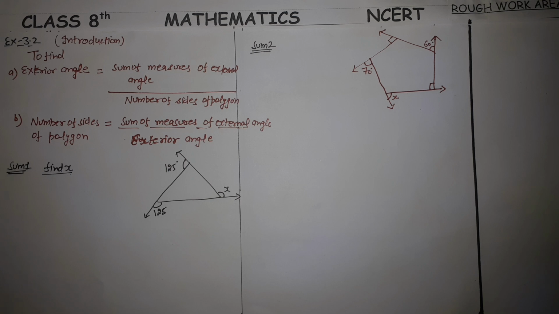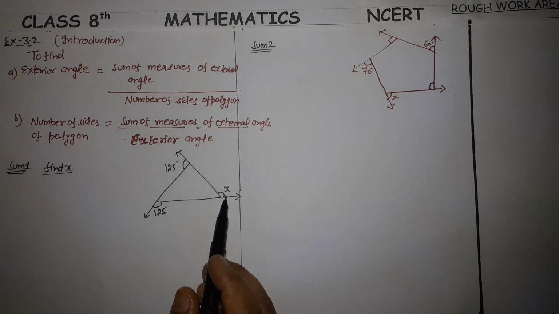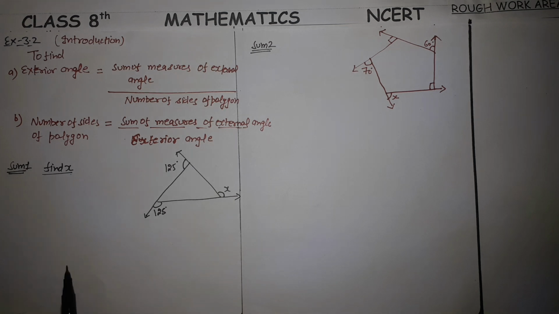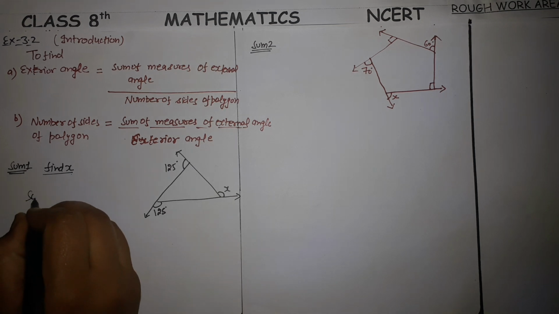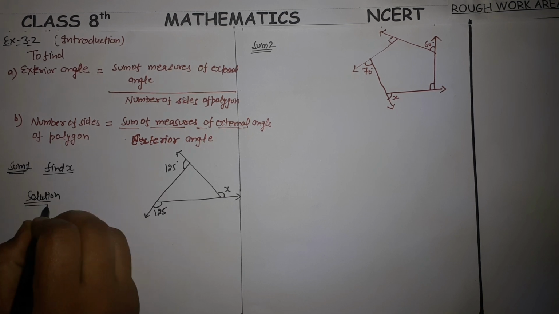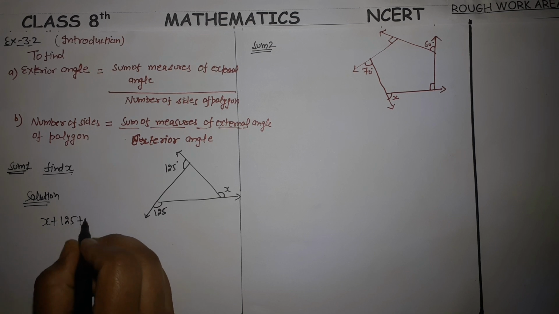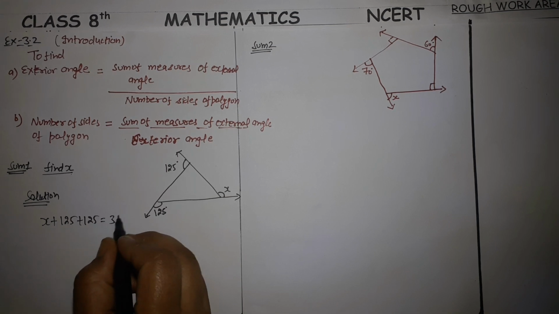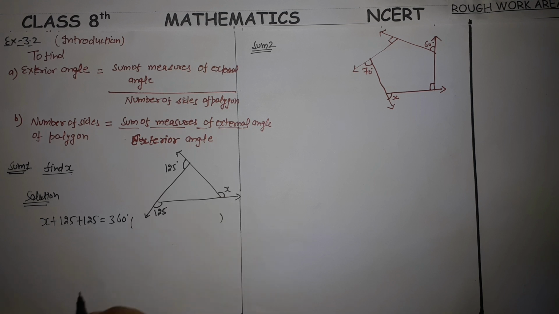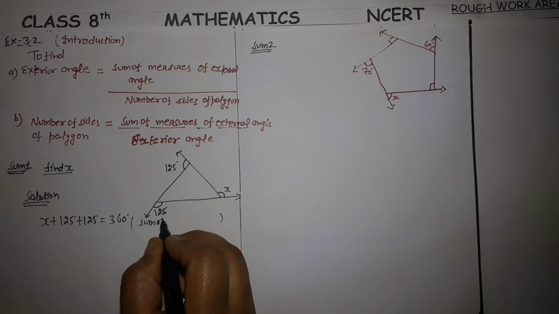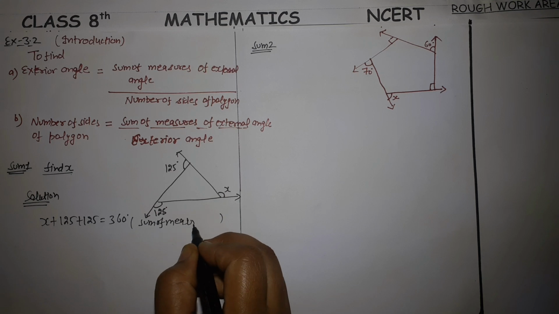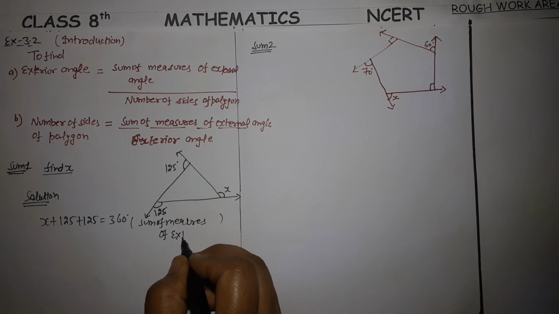Sum number 1. The figure is on your screen. All these are exterior angles. We have to find the value of x. To find x, solution: add all three, equals 360. Reason: sum of measures of exterior angles.